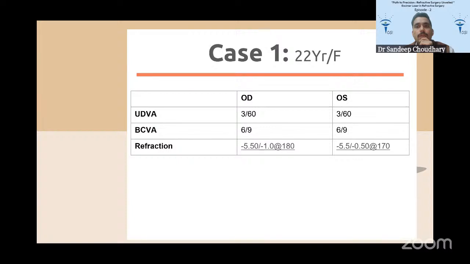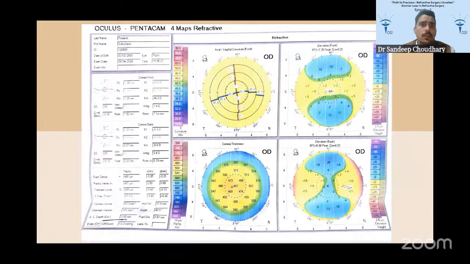So this is case one. The patient was a 22-year-old female and presented with 3 by 60 uncorrected vision and 6 by 9 best corrected visual acuity. The refractive error was about minus 0.5 diopter of myopia with minus 1 diopter of cylinder. On the Pentacam evaluation, the Pentacam seemed fine apart from the thinnest local, which was 465 microns. So the patient had a thin cornea. The Kmax was 47.3 diopters, so a steep cornea. These are the red flags which we were discussing.